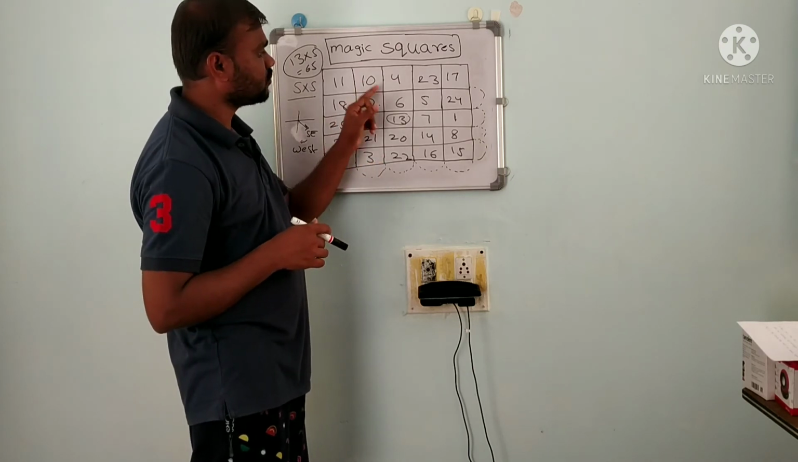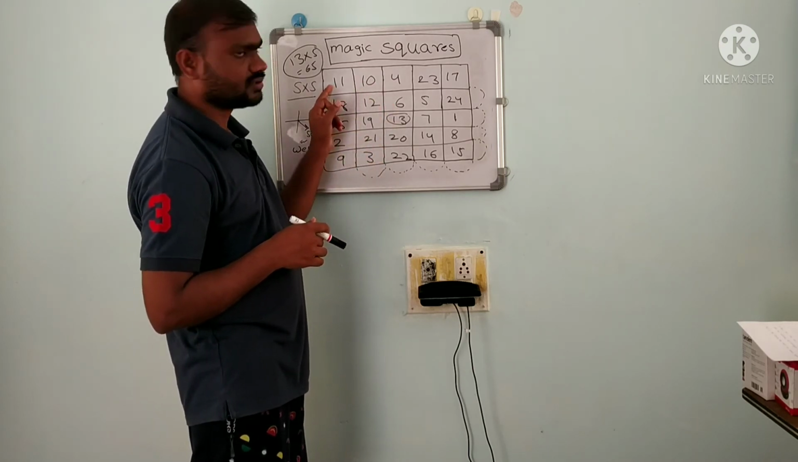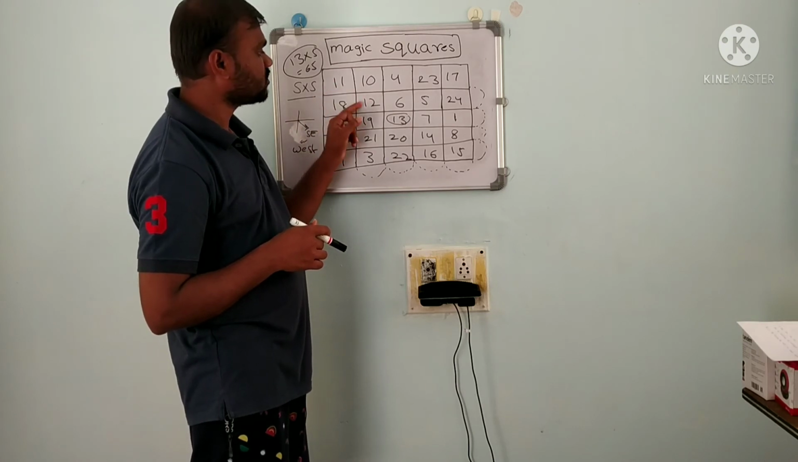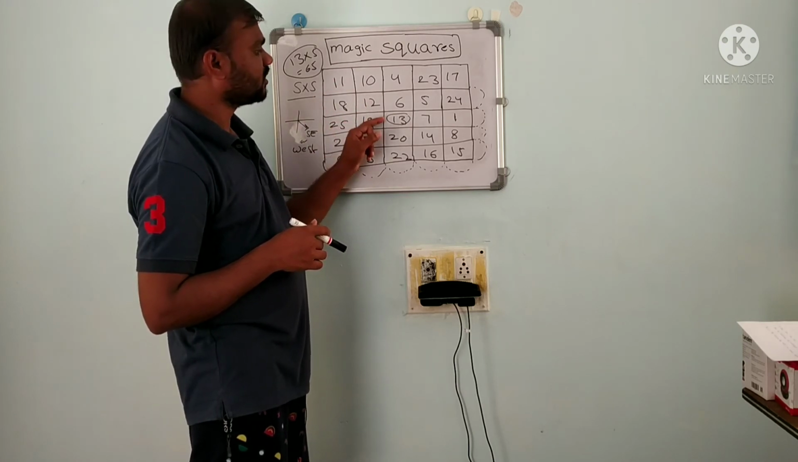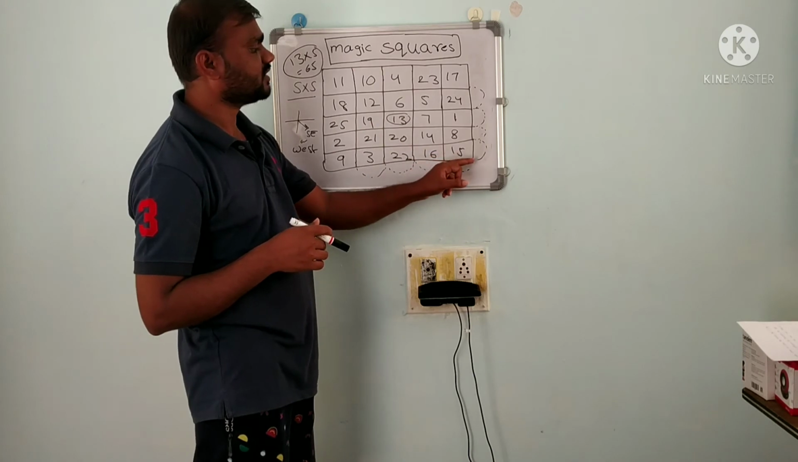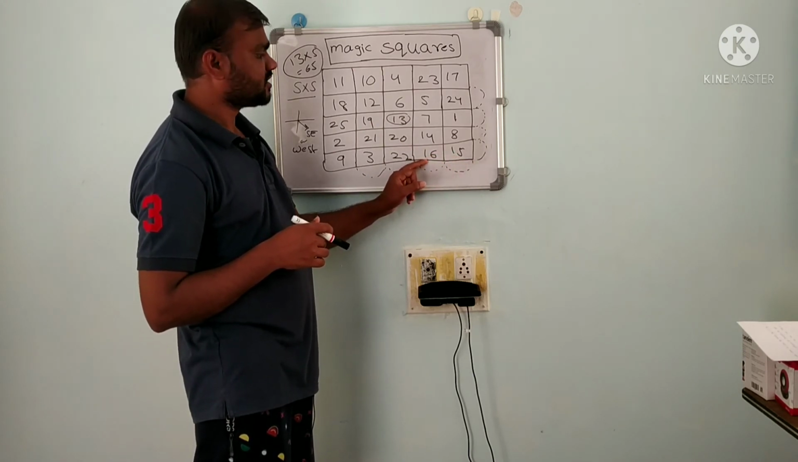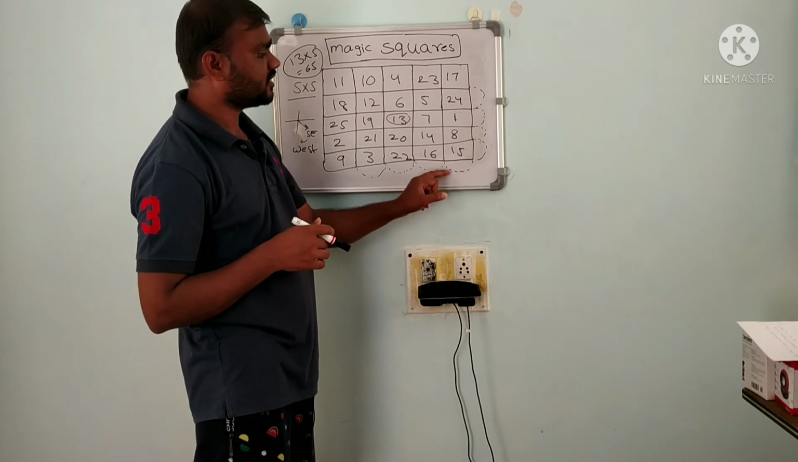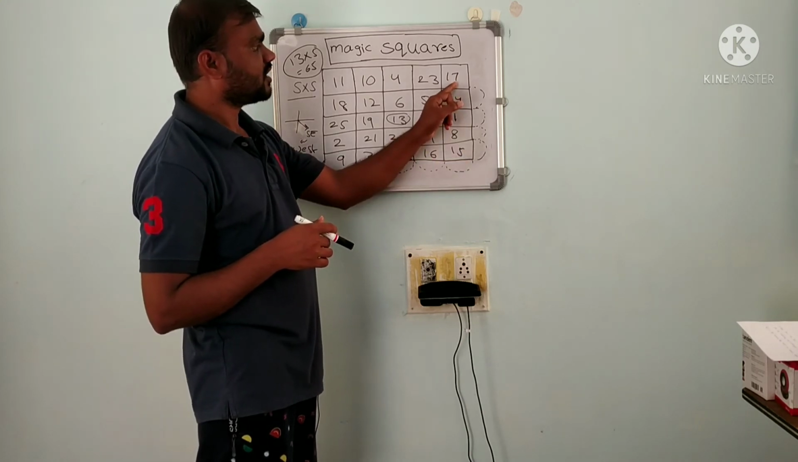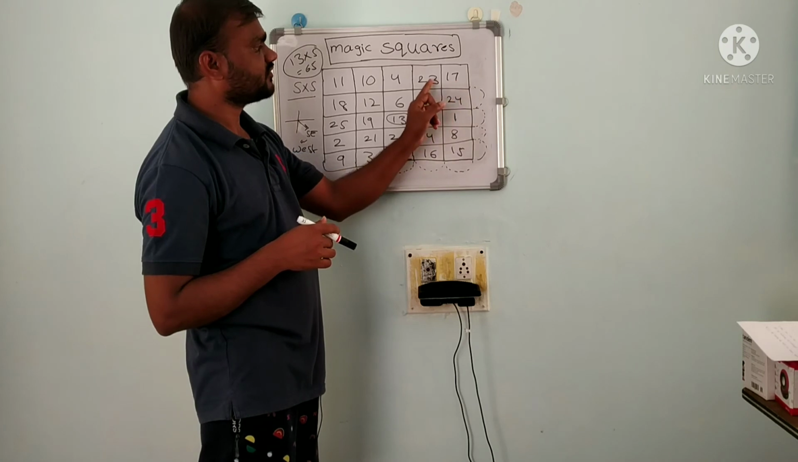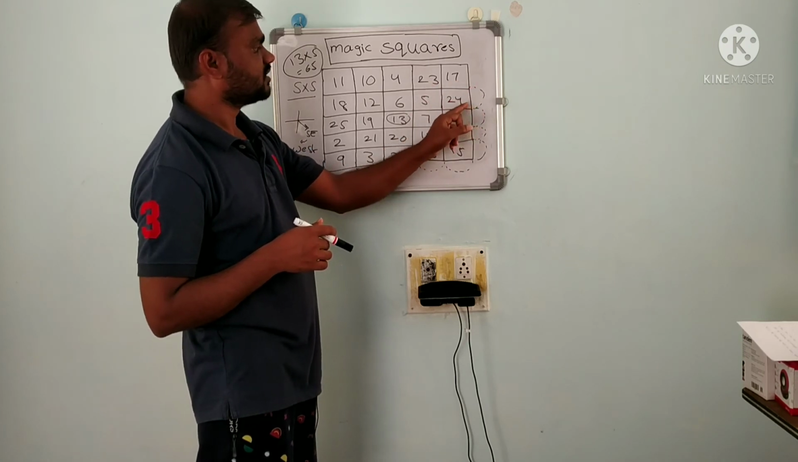10. Southeast is already full, then go west. After this you have to move southeast. 12, 13, 14, 15. Here southeast is not there, you have to fill west side. 16. Here southeast is not there, then you have to move like this. 17. After this southeast is not there, west is already filled, then you have to move like this.